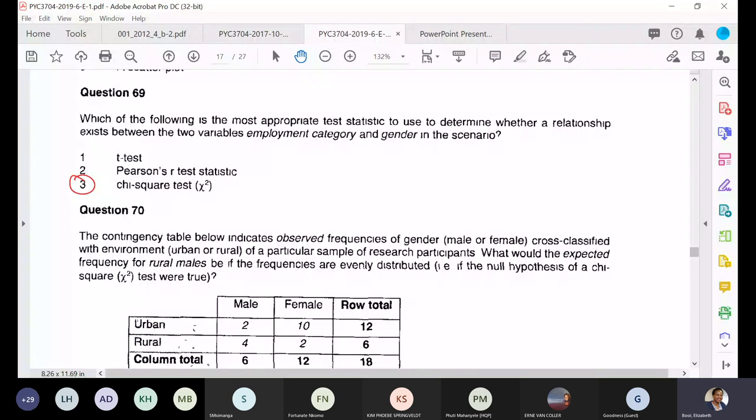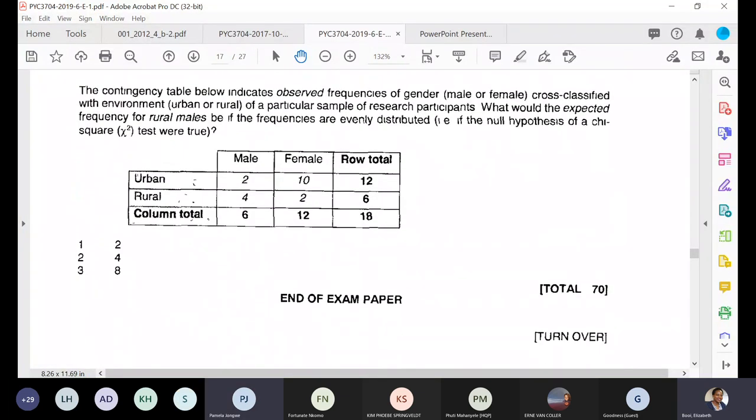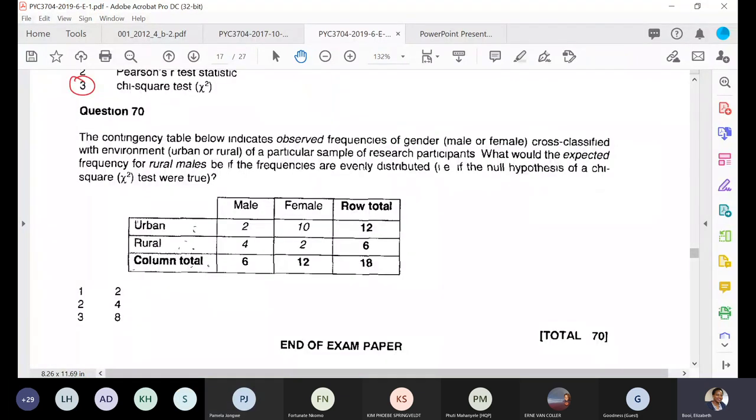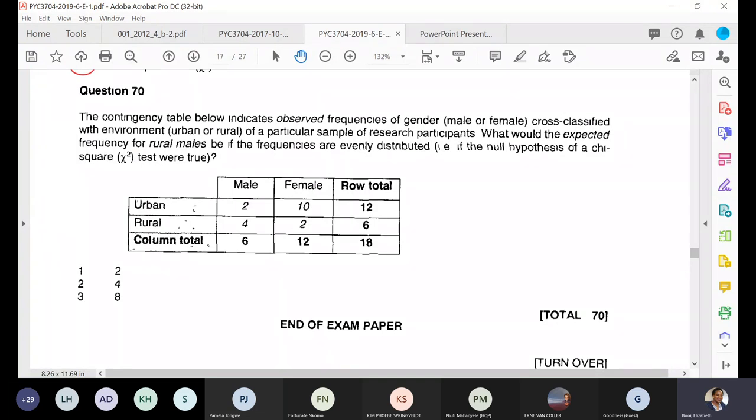Yes, so that you don't run out of time. So the contingency, anything on chi-square is easier.